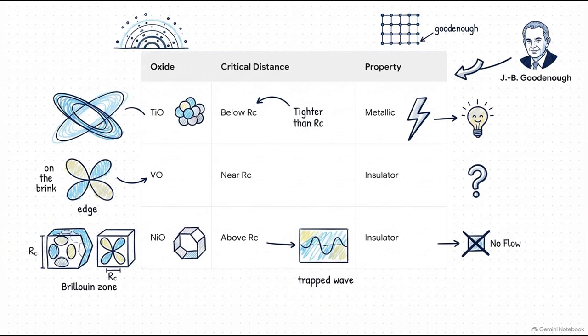physical properties of materials. For example, there's this groundbreaking classification by physicist J.B. Goodenough. He defined a critical interatomic distance, which he called RC. If we look at titanium oxide, the atoms are packed tighter than RC. The electron waves overlap beautifully, making it a great metallic conductor. Vanadium oxide sits right on the edge, so it acts as an insulator at low temperatures. But nickel oxide, its atomic spacing is significantly greater than RC. The electron waves are totally trapped by those Brillouin zone boundaries we just discussed. They just can't flow, meaning nickel oxide is a strict insulator.